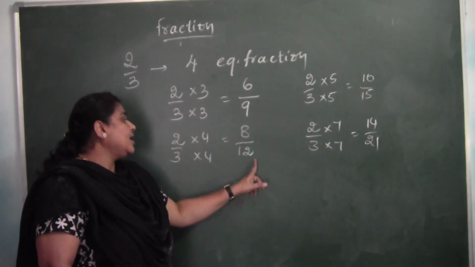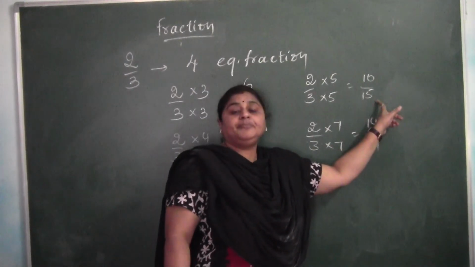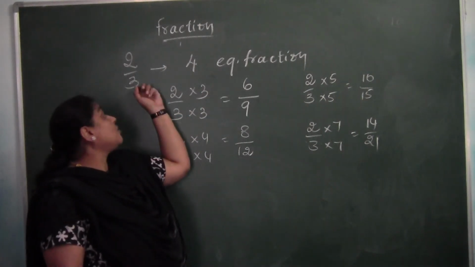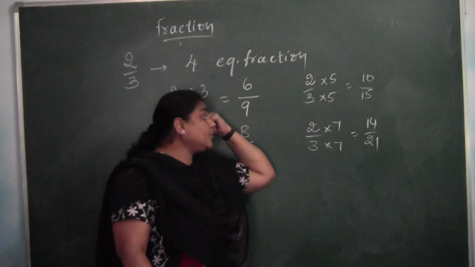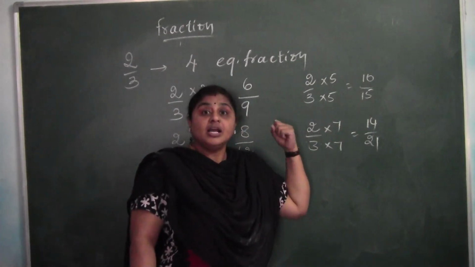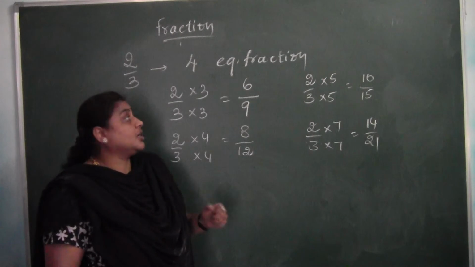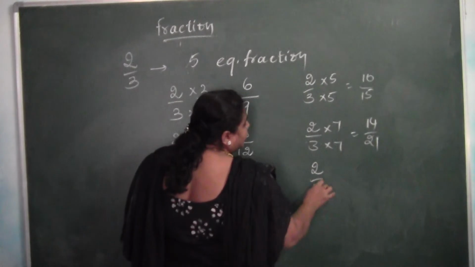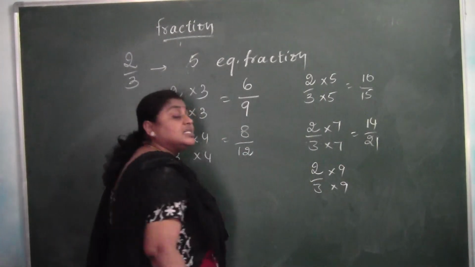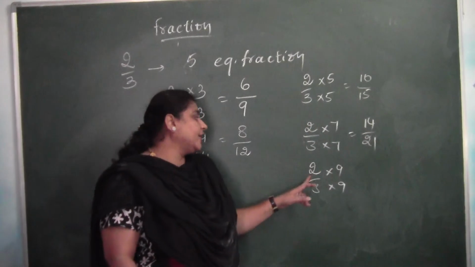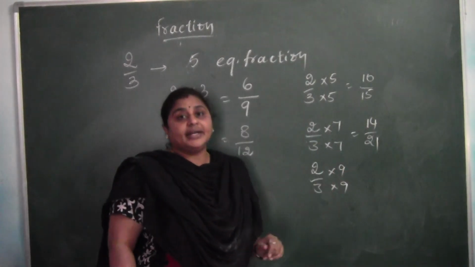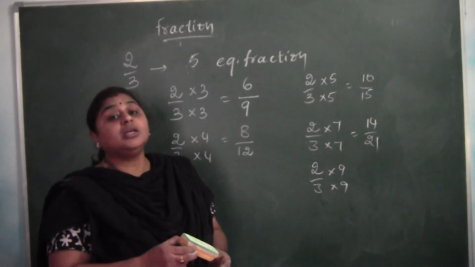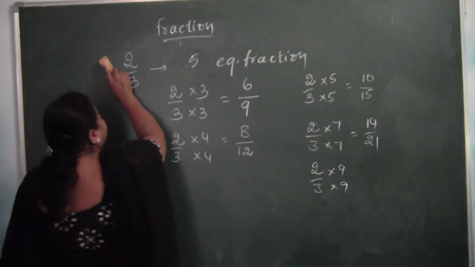Now 6 by 9, 8 by 12, 10 by 15, 14 by 21 are called the equivalent fractions of 2 by 3. You can choose any number of your wish to write the equivalent fraction. Now if I ask, write 5 equivalent fractions, again you take the same fraction and multiply the numerator and denominator with the same number, and you get the equivalent fraction. This is how you can find the equivalent fractions of a given fraction.